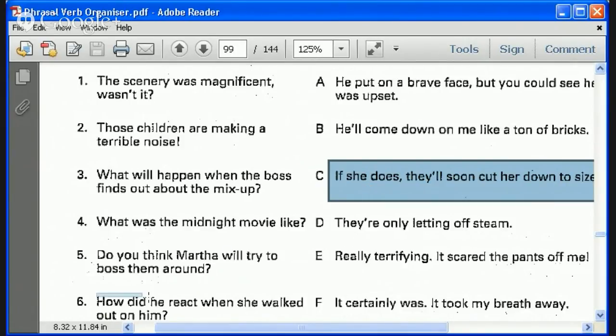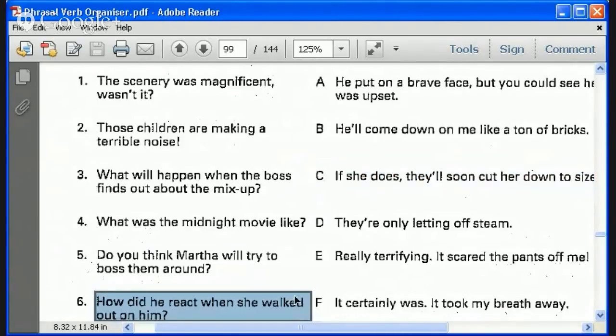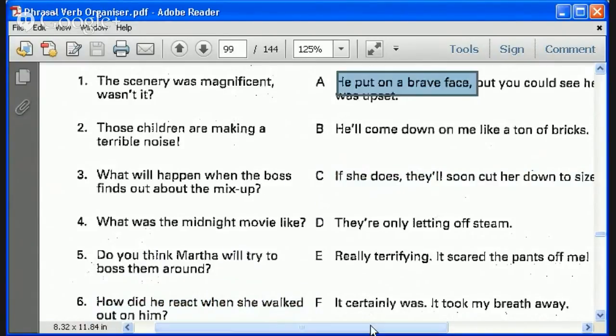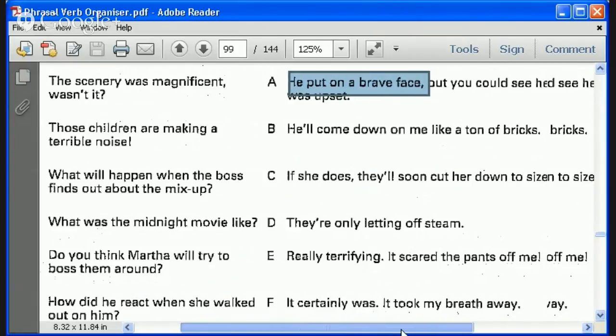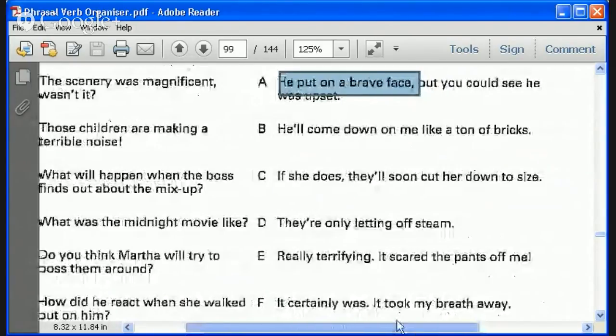Last one. How did he react when she walked out on him? He put on a brave face. Okay, he acted brave. But you could see he was upset.